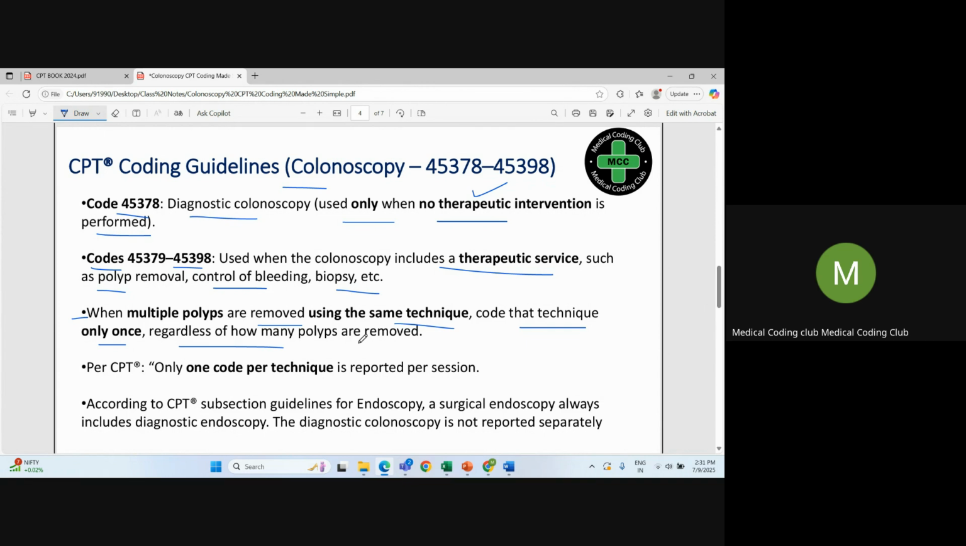Here we will have the question: two polyps removed from the ascending colon. By seeing two polyps, you should not give 2 units. Regardless of the number of polyps removed, you have to code one CPT code per technique. We will have two techniques: one is the snare technique and one is the hot biopsy forceps technique. So you have to check which technique is utilized to remove the polyp, and accordingly you need to assign your CPT code.